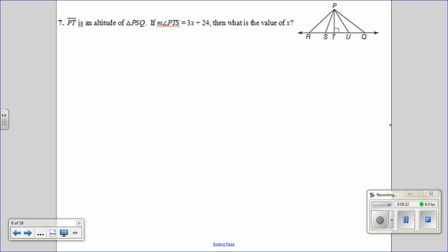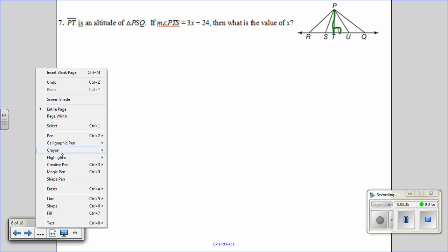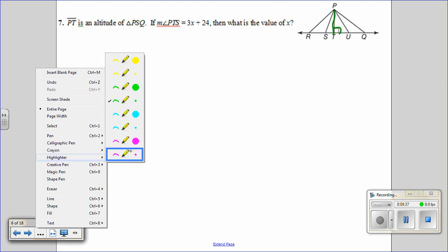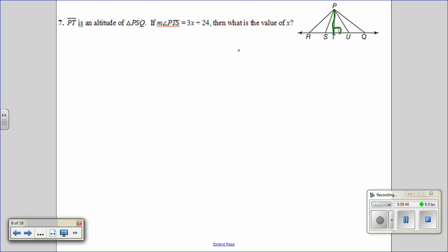All right, PT is an altitude. So PT is right here. It's an altitude because it comes from a corner and forms a 90-degree angle. And the triangle we need to focus on this time is triangle PSQ. So I'm going to highlight it.